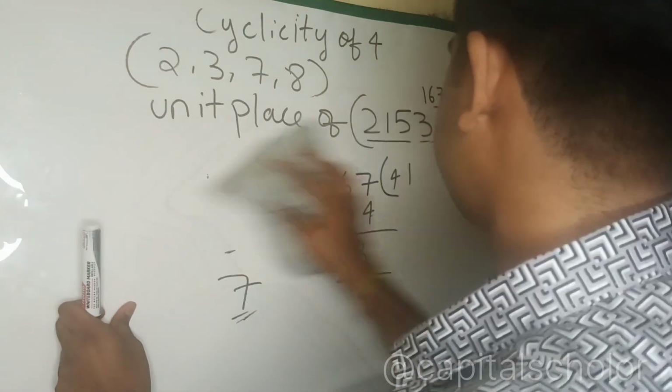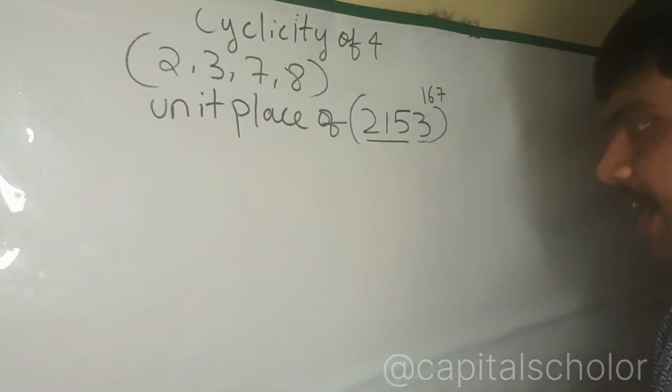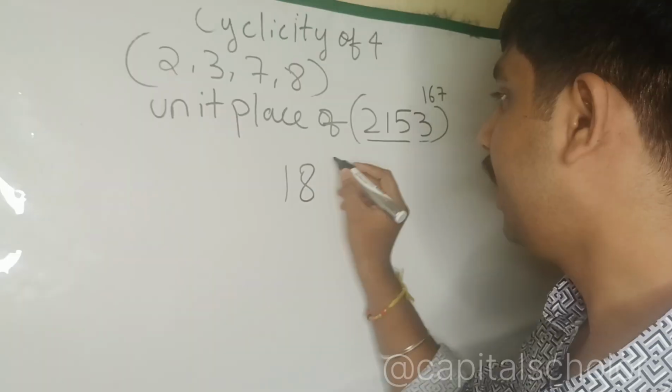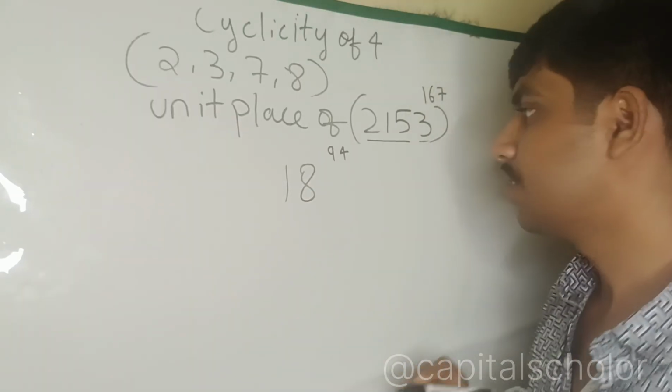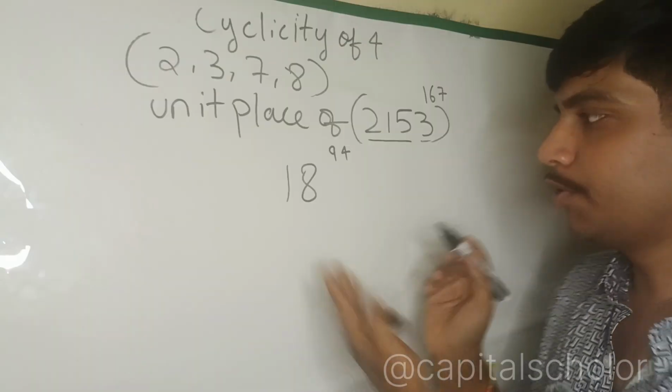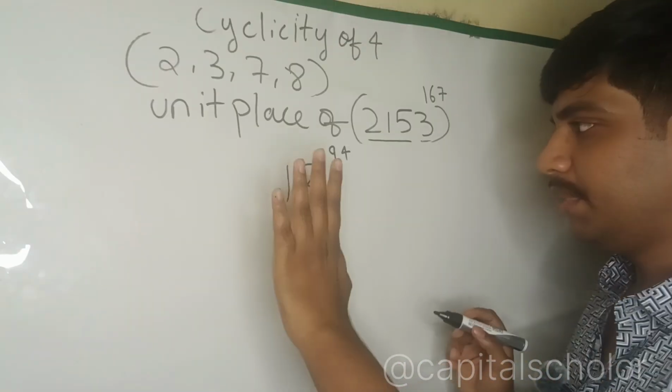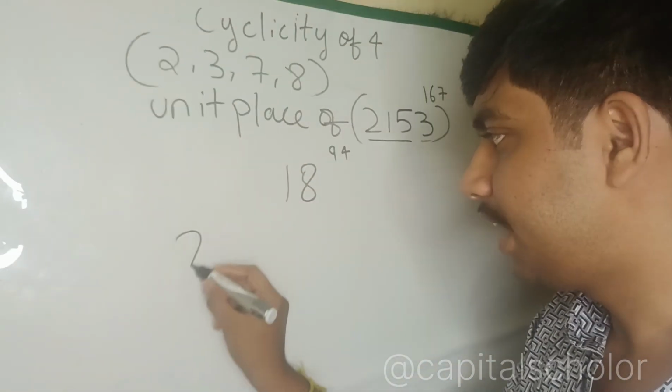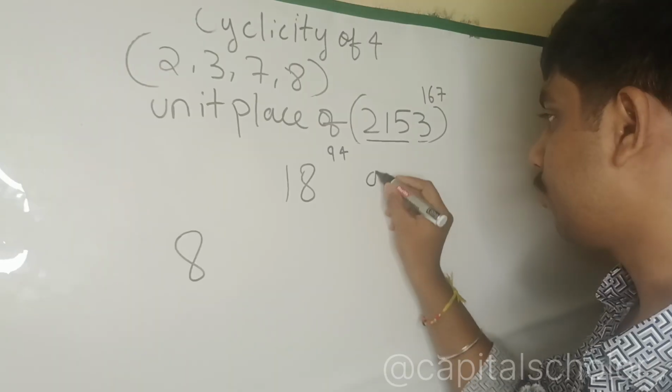Okay, now let's move to the next question. Next question is 18 to the power of 94. I will tell you what the unit place of 18 to the power of 94 is. What is the unit place of this number? Simple thing. Take the number 8. Take the number 8. 94.